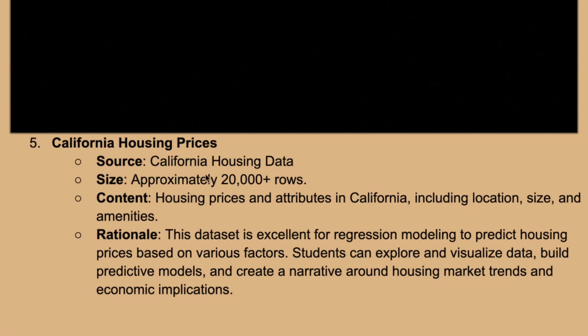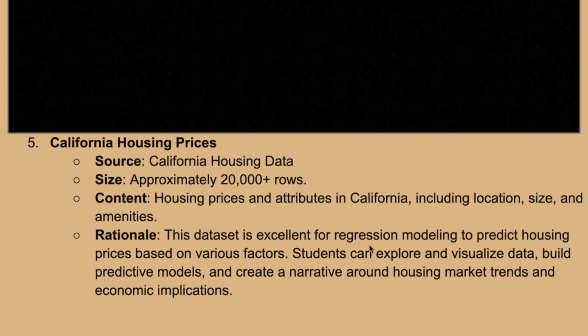policy and societal well-being. And finally, California house prices, which contains around 20,000 rows, and it's got housing prices and various features in California, including location, size, and different amenities. And we could use this one for regression modeling, much like the bike rental demand data set. We could explore and visualize the data, build predictive models, regression models, and create a story line or narrative around housing market trends in California.